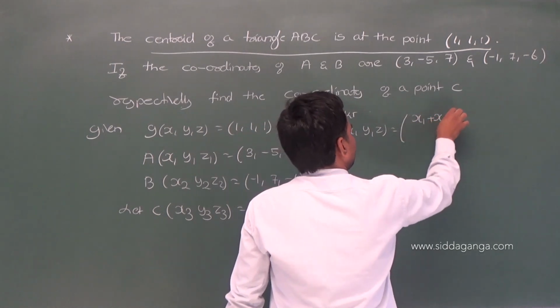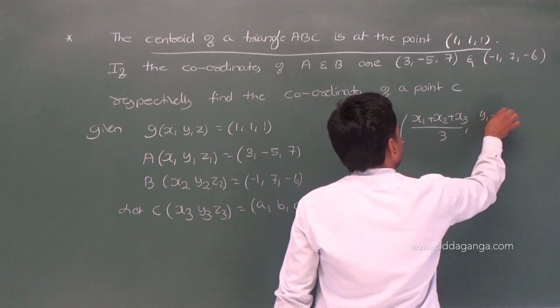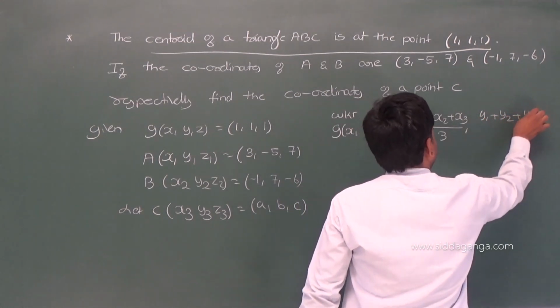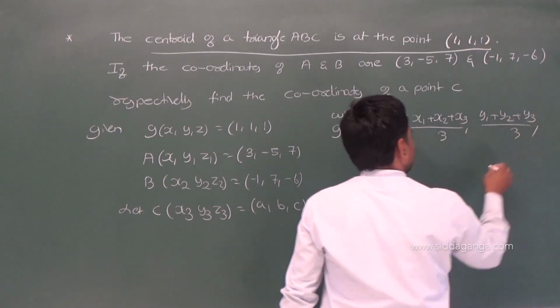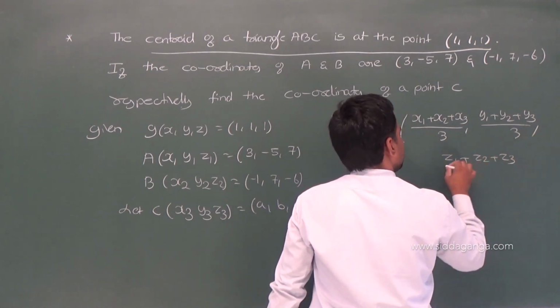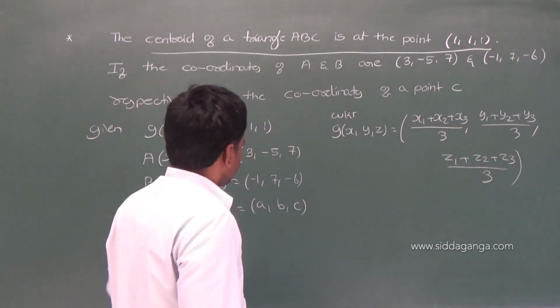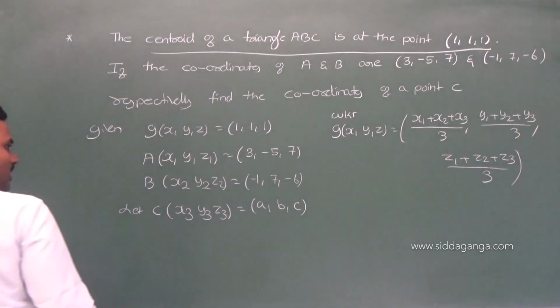For that we know the centroid formula: G(x, y, z) is equal to x1 plus x2 plus x3 divided by 3. Similarly, y1 plus y2 plus y3 divided by 3, and the z coordinate is z1 plus z2 plus z3 divided by 3. Substitute all these values.